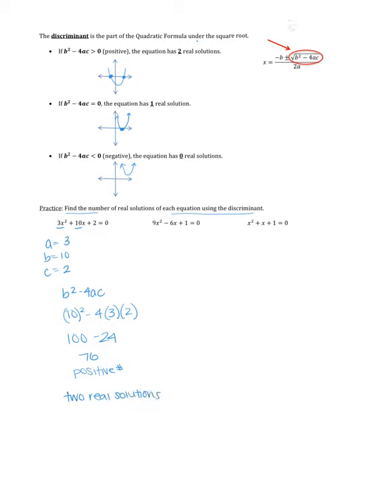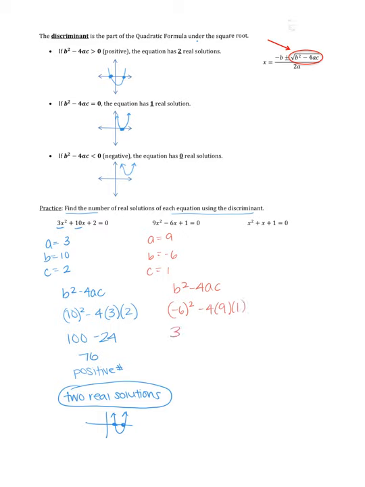And you'll note that if we were to continue and graph this parabola, it would cross the x-axis at 2 places. And if we were to use the quadratic formula in its entirety to solve for x, we would have 2 real x solutions. For our second example, a would equal 9, b would equal negative 6, and c would equal 1. Plugging into our discriminant, b squared minus 4ac, we have negative 6, remember put it in parentheses, squared minus 4 times 9 times 1.